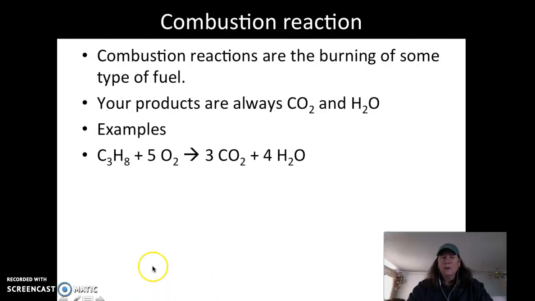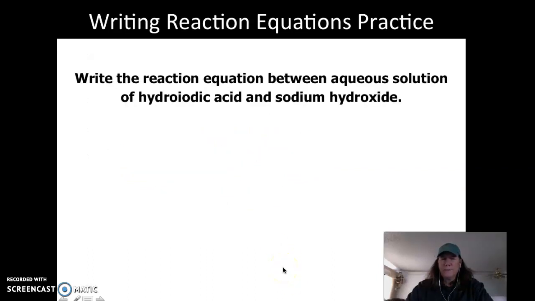So here, this is propane. The stuff we use to heat our houses, which we'll be using pretty soon. Maybe some of you have already turned yours on. Propane plus oxygen. You have to burn it. You end up with carbon dioxide and water. Those two tell me combustion.